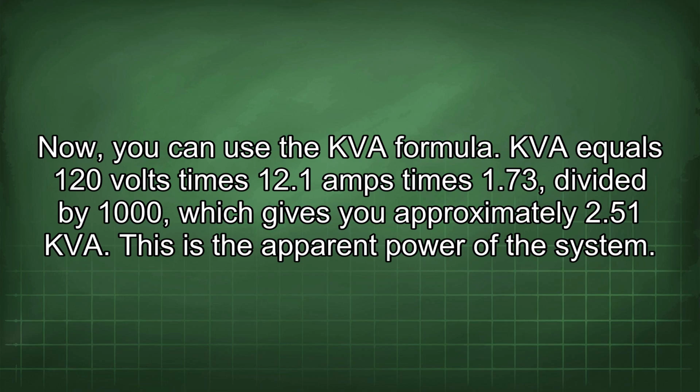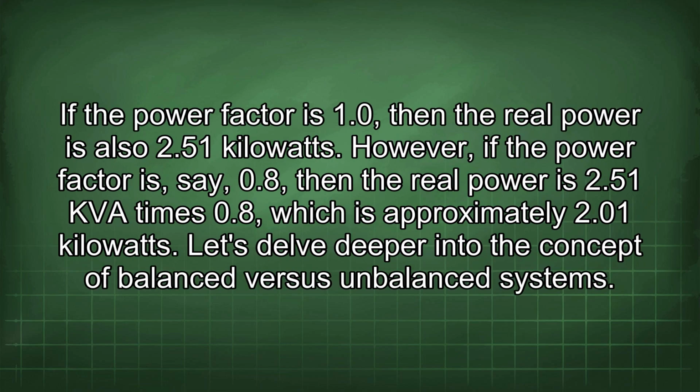This is the apparent power of the system. If the power factor is 1.0, then the real power is also 2.51 kilowatts. However, if the power factor is, say, 0.8, then the real power is 2.51 kVA times 0.8, which is approximately 2.1 kilowatts. Let's delve deeper into the concept of balanced versus unbalanced systems.